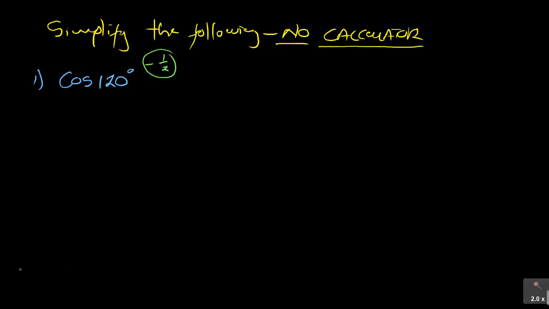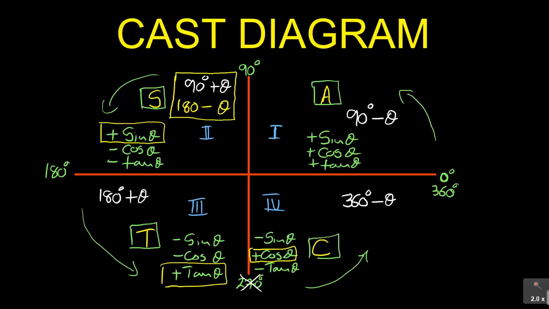When they're giving me cos 120, the first thing I need to identify is where I find 120. In other words, I'm asking myself which quadrant 120 is in. So when I go back and look at my CAST diagram, 120 is after 90 degrees, but it's before 180. So 120 lies in quadrant number 2.